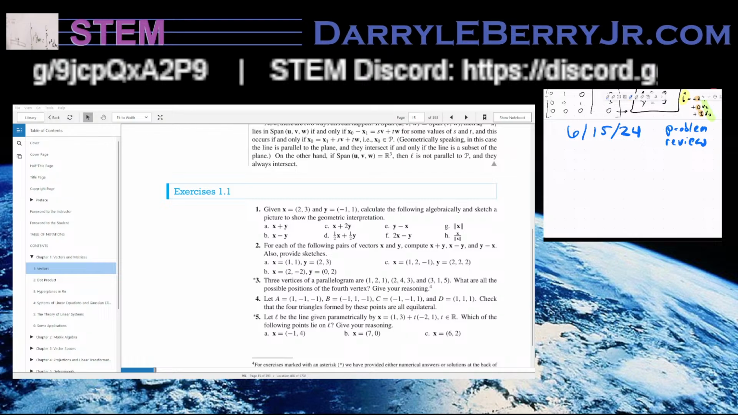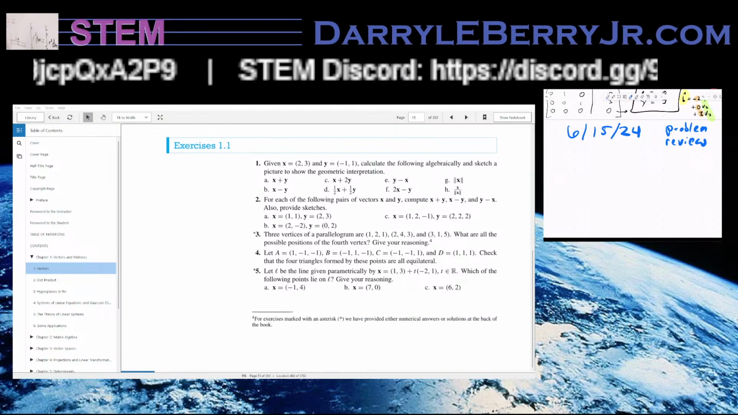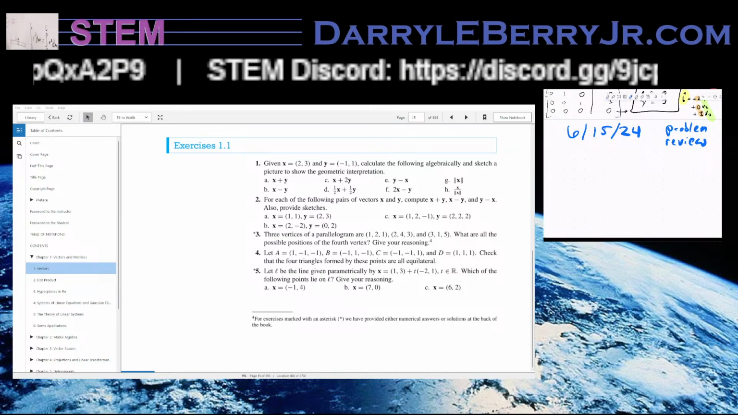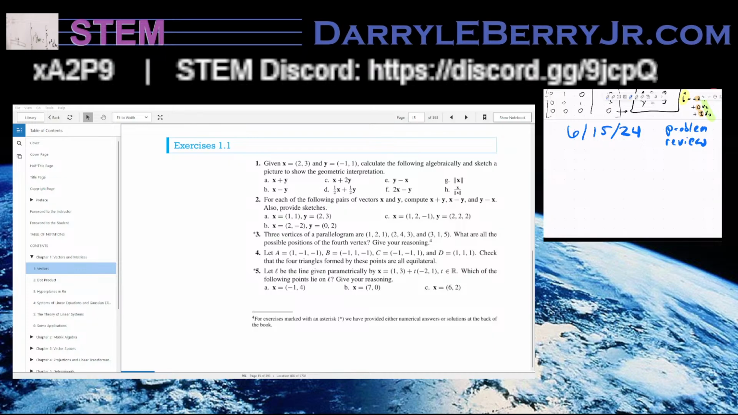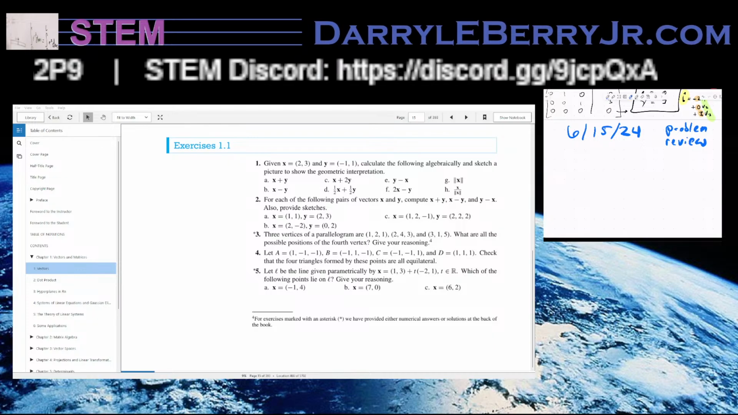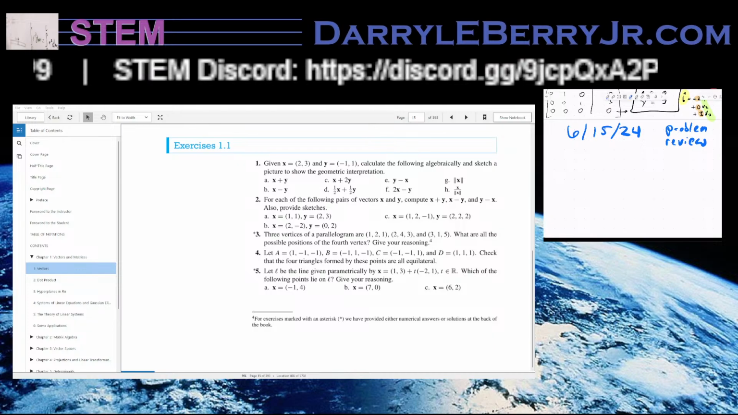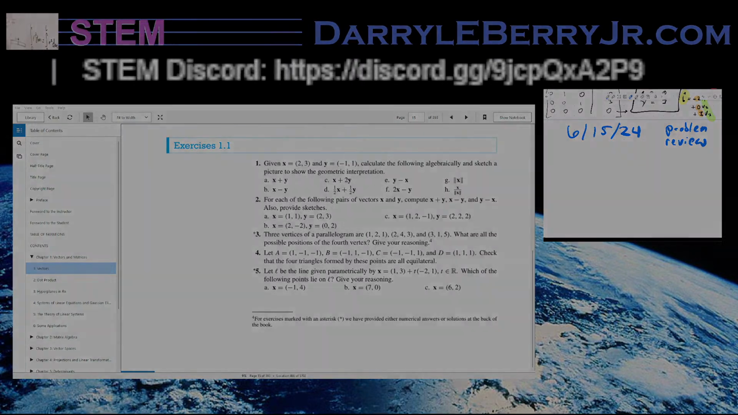So starting with the first one, I'm in section 1.1 right now. We'll see what we have. As a little warm up, we have some pretty easy ones, just working with some vectors. So we have x equals this.